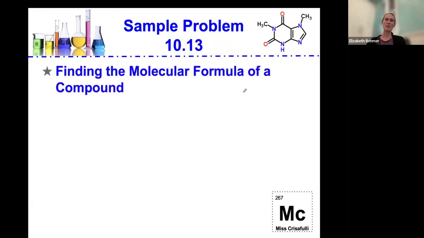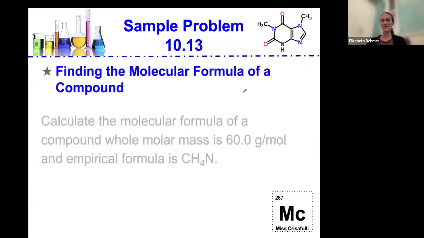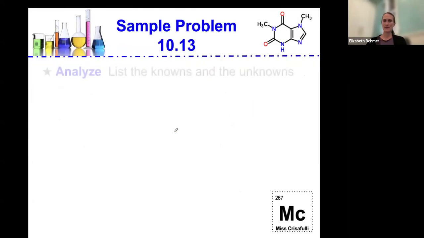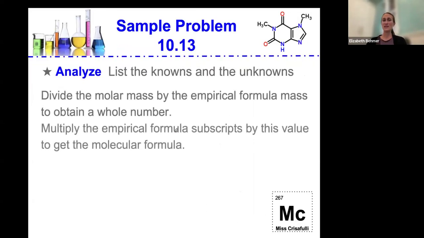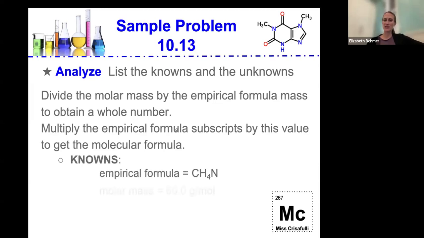Let's go through this in a sample problem, finding the molecular formula of a compound. Our question is: calculate the molecular formula of a compound whose molar mass is 60 grams per mole, and the empirical formula is CH4N. We'll list the knowns and unknowns. We're going to divide the molar mass by the empirical formula mass to obtain a whole number, and then we'll multiply the empirical formula subscripts by this value to get the molecular formula.